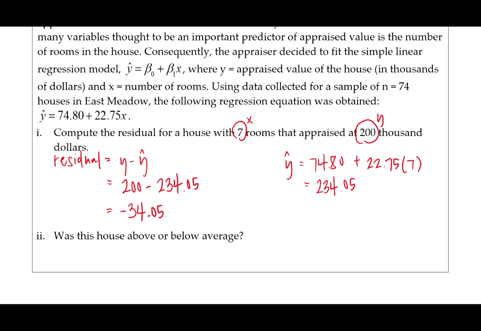If the residual is negative, that means that it is below average, meaning that the actual y was smaller than the predicted y, which is how you would get a negative value for the residual. That's what happened here. We got negative 34.05, which means that for this house, its residual tells us that it was below average.